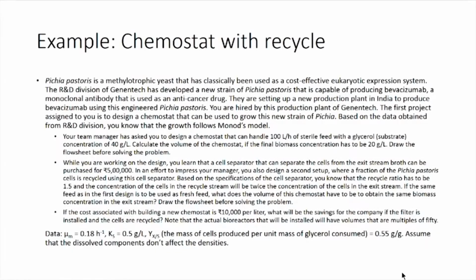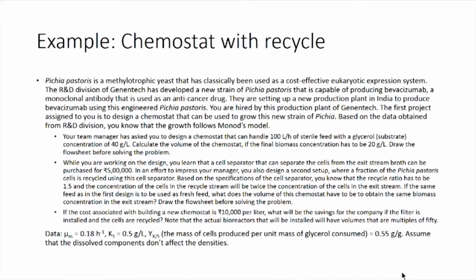Pichia pastoris is a methylotrophic yeast that has classically been used as a cost effective eukaryotic expression system. The R&D division of Genentech has developed a new strain of Pichia pastoris that has the capability of producing bevacizumab, a monoclonal antibody that is used as an anti-cancer drug. They are setting up a new production plant in India to produce this drug using the engineered Pichia pastoris.